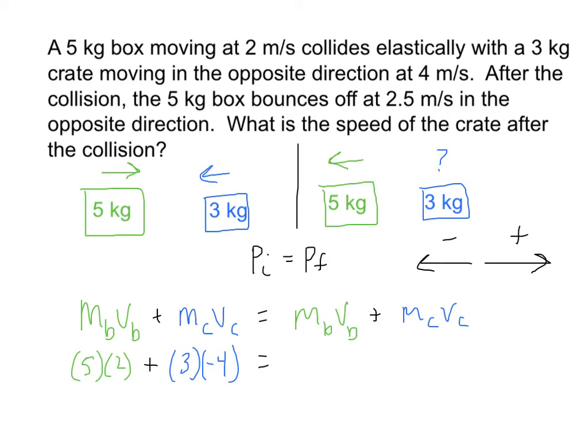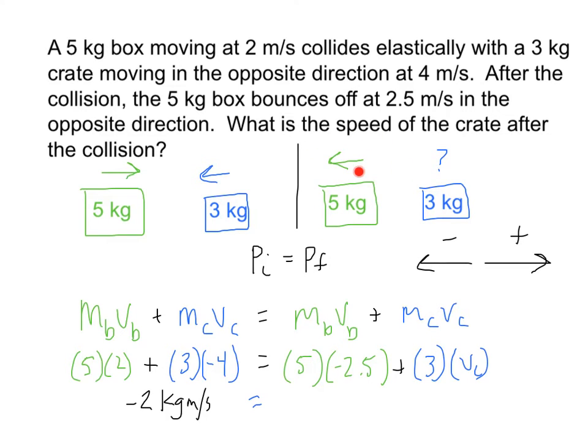So when we plug in our numbers and do our math, we see that the total momentum of the system initially, which is the same as the final momentum, is negative 2 kilogram meters per second. On the right side of the equation, or the final momentum, we have 5 kilograms times negative 2.5 meters per second, because the 5 kilogram box bounces off in the opposite direction and is now moving to the left, plus the momentum of the crate, 3 kilograms times its velocity, which is what we are trying to solve for.